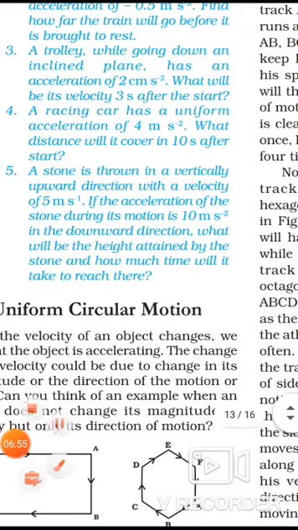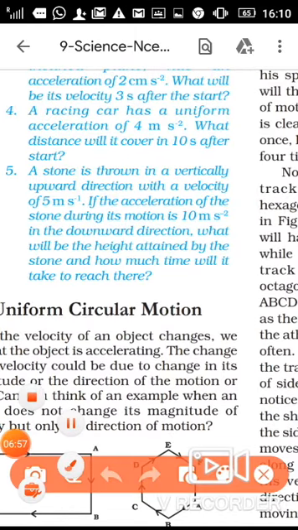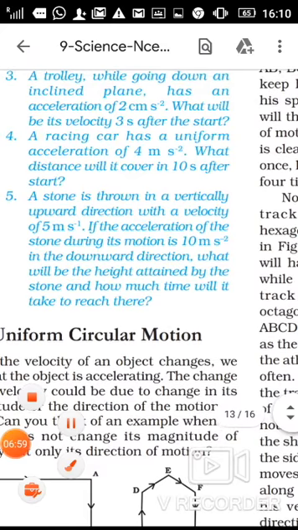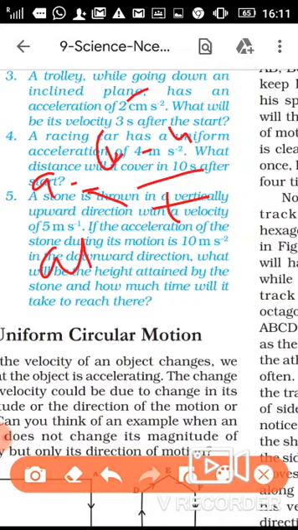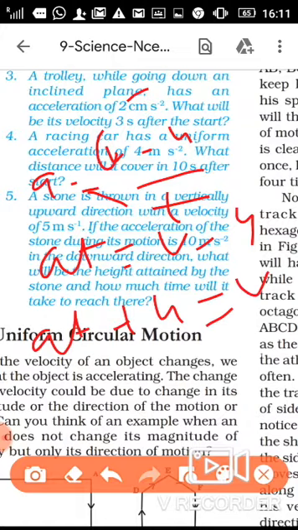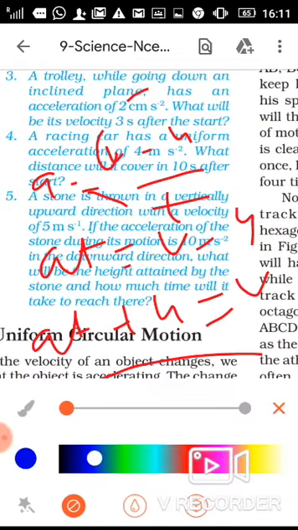Question number 3. You have to find its velocity after the start, which means you have to use the formula for acceleration: A is equal to V minus U upon T. Then for V, you multiply: AT is equal to V minus U. Then AT plus U is equal to V, or you can simply use the formula V is equal to U plus AT. You can also use this formula.